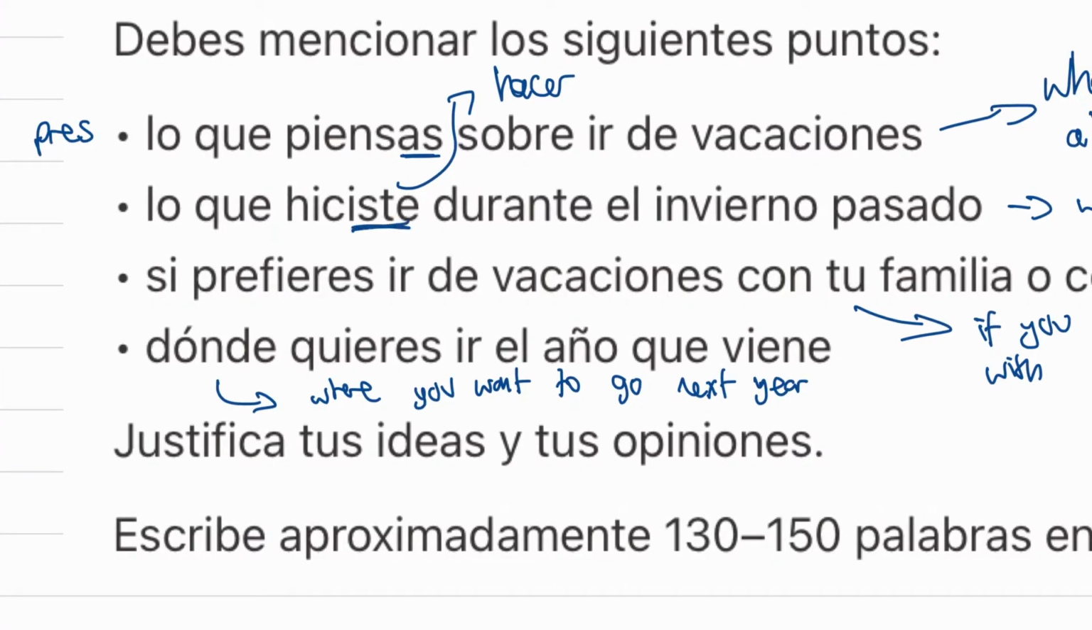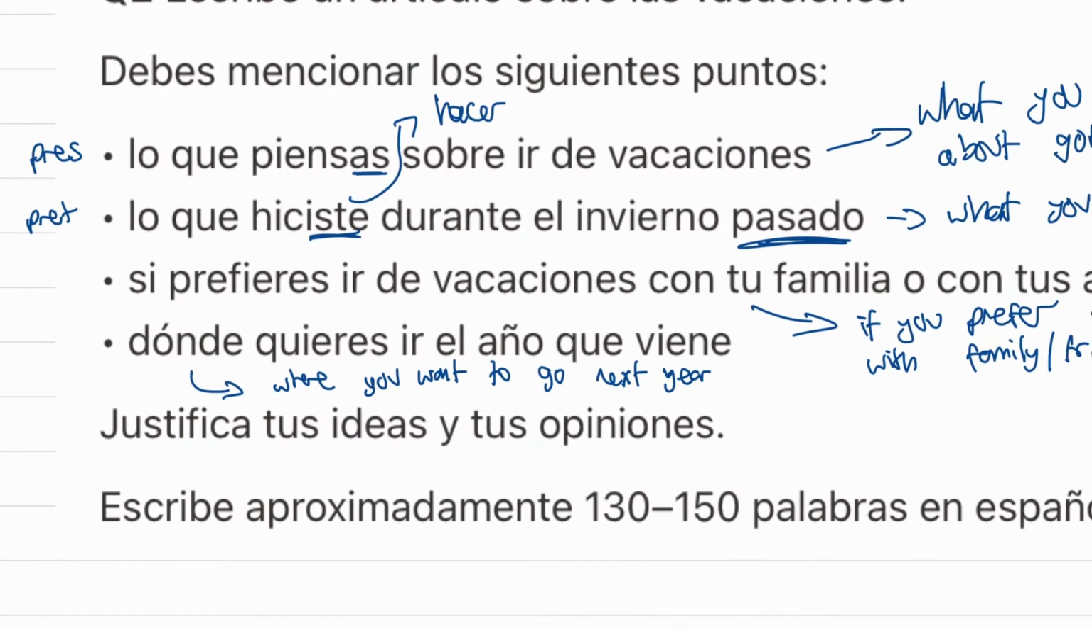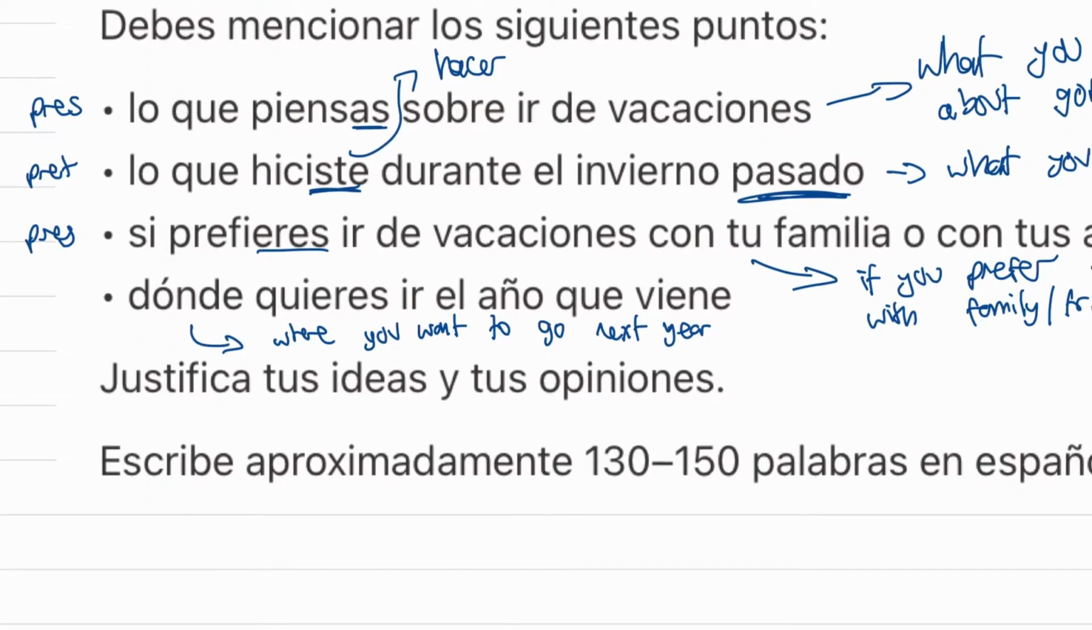Hiciste is the preterite tense and also is talking about the past. So it's going to be the PRET, I'm writing that for short for the preterite tense. Then, si prefieres ir de vacaciones, this is in the present tense. And lastly, ¿dónde quieres ir el año que viene? This is the normal future tense.